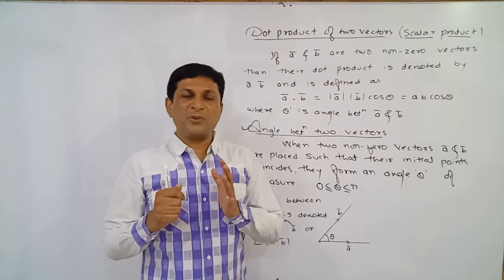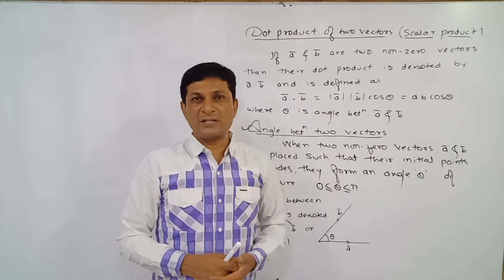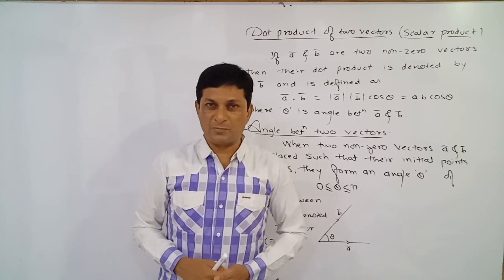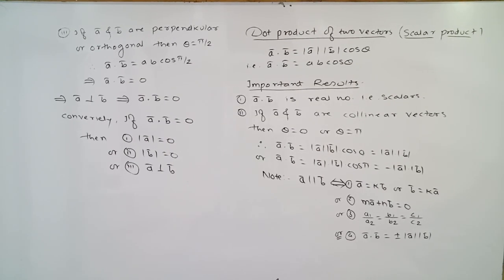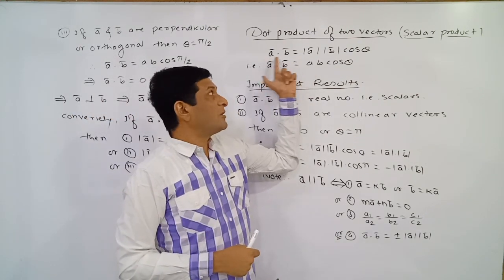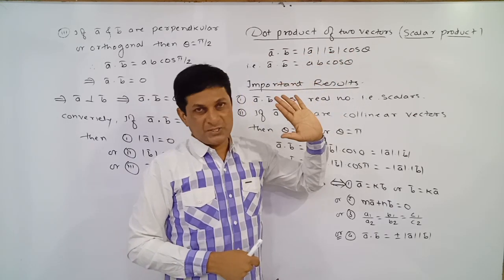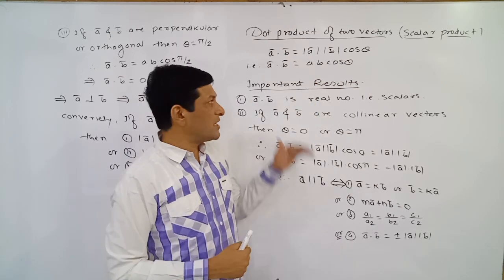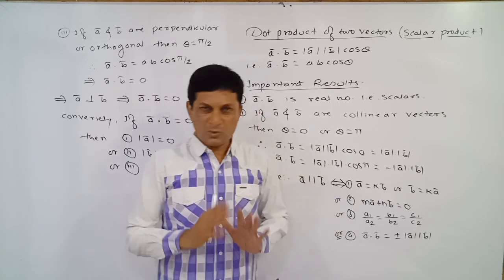Now we are getting some very important results by applying this definition. So let us discuss the important results which we get from the definition of dot product. Just now we have seen the definition of dot product, that a bar dot b bar is defined as magnitude of a bar into magnitude of b bar into cos theta. Using this definition, we get some important results. Every result is very important while solving examples, so try to understand it.